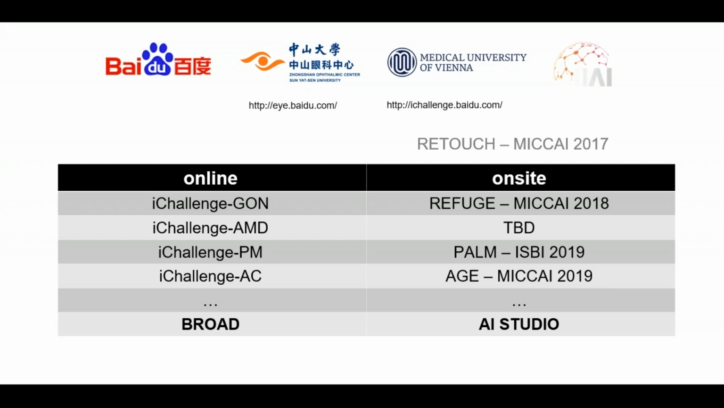So here's our schedule. This year, we are going to have the PALM, which is for pathological myopia, together with ISBI, which is held in Vienna in April. And this is called AGE, which is for anterior segment OCT, which is jointly hosted with MICCAI 2019 in Shenzhen, China.